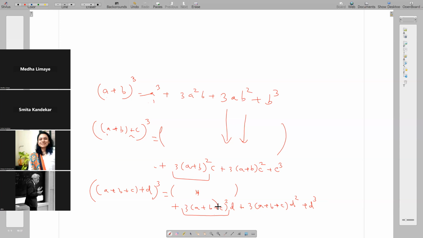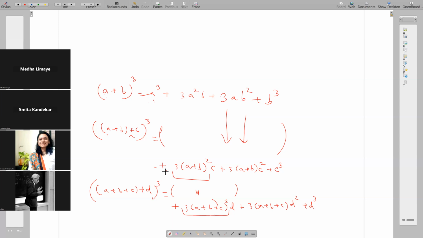If you want to write the identity again: (a + b + c + ...)³ is equal to a³ + 3a²b and so on, plus 3(a + b)²c, plus 3(a + b + c)²d, and so on. This is the identity. It is important that whatever processes we have done earlier are not lost. They are useful. If all digits are there, you can use this identity. That is the basic trick in this.